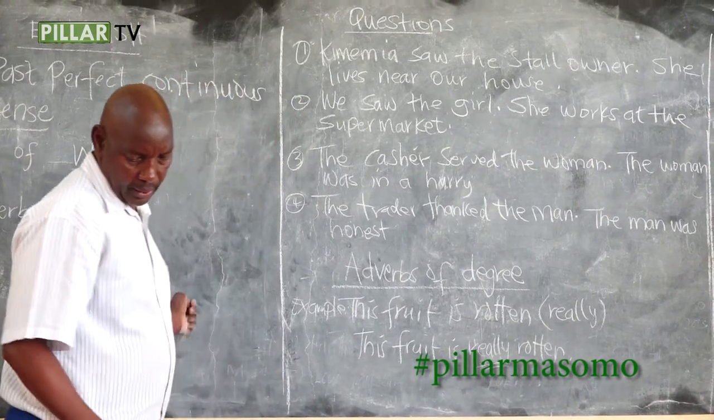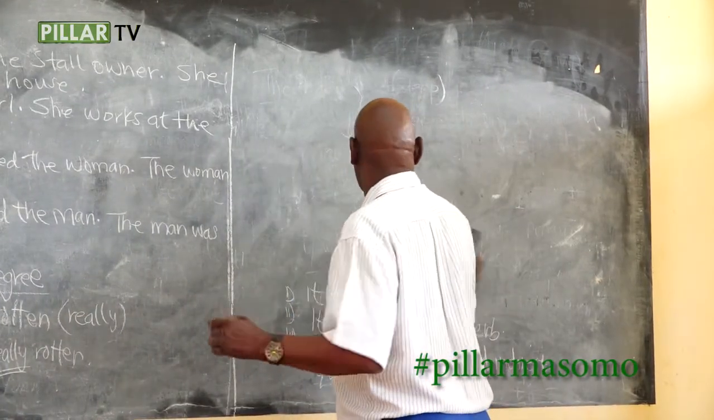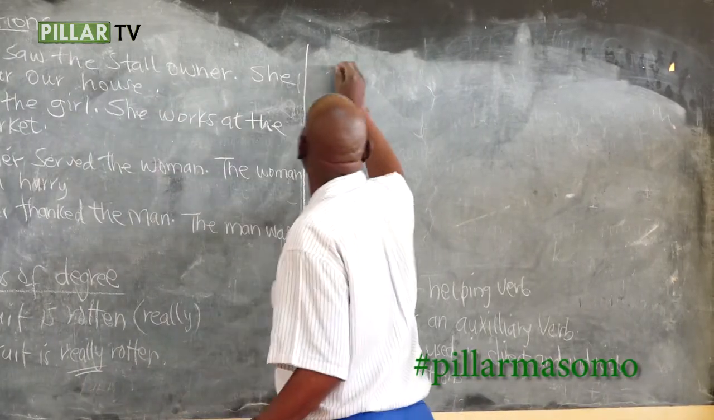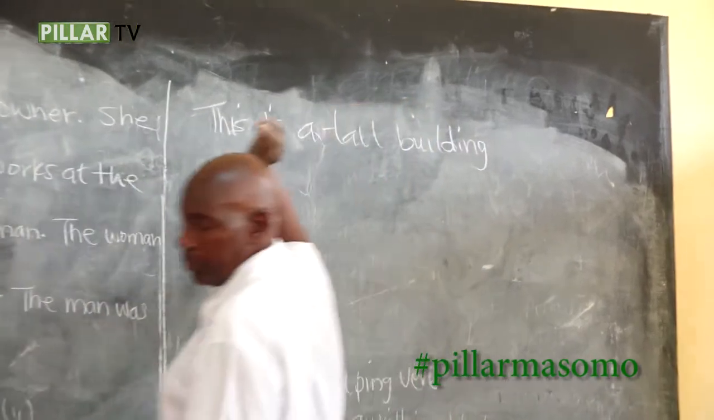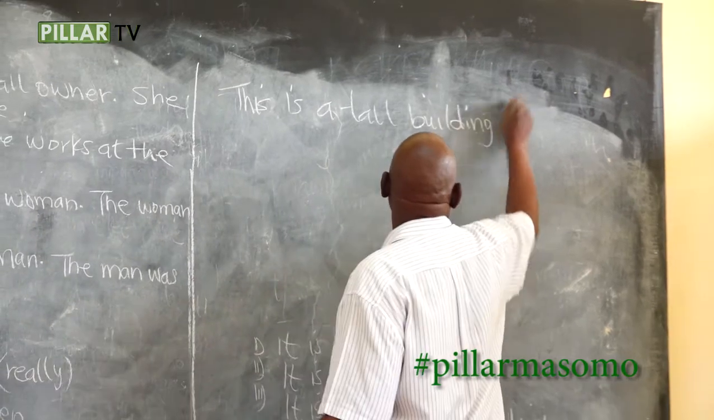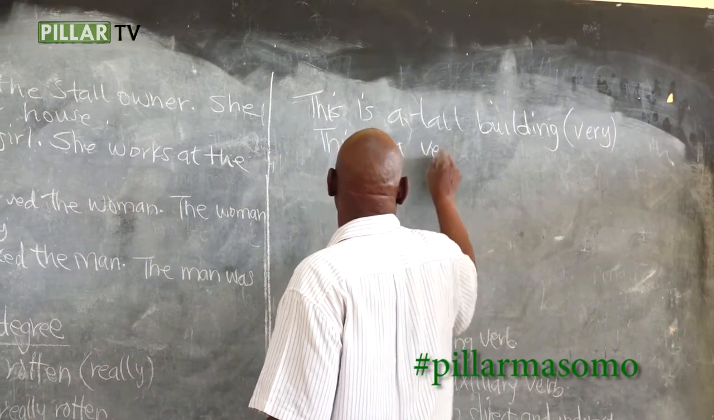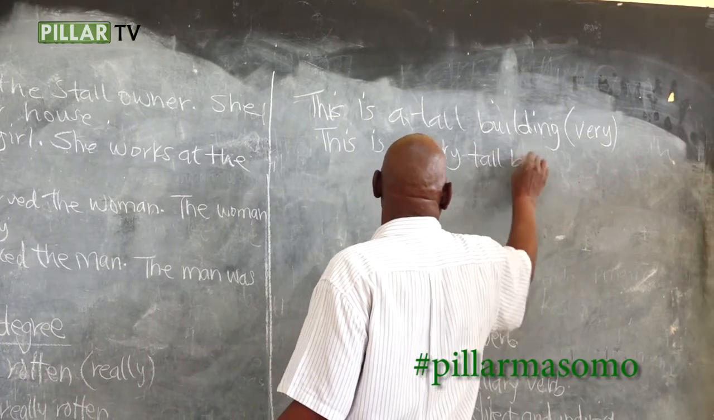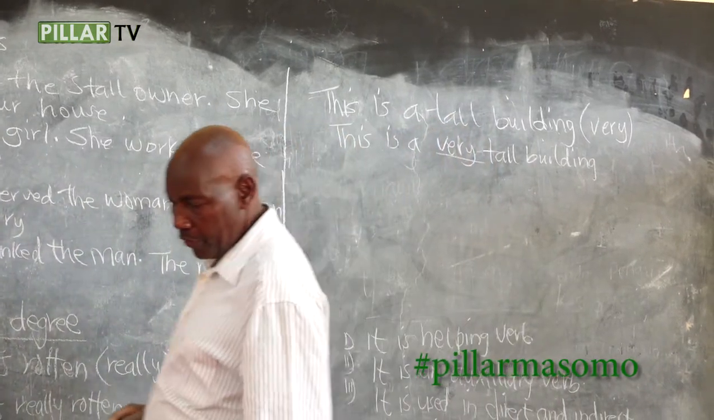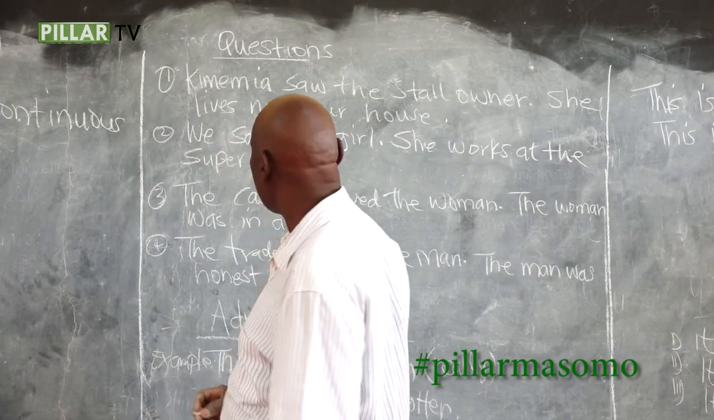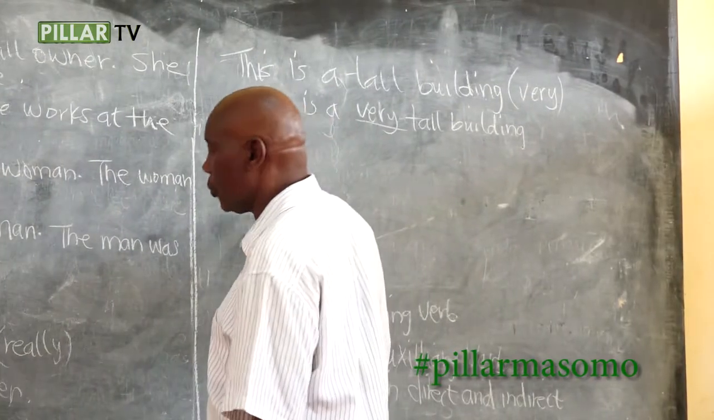Now, this is a tall building. It's a tall building. Then we are given that adverb, very. So this reads as, this is a very tall building. Yes, a very tall building. So let me give you some 3 sentences or 2 sentences so that you have 6 of them where you now show how to use adverbs of degree.